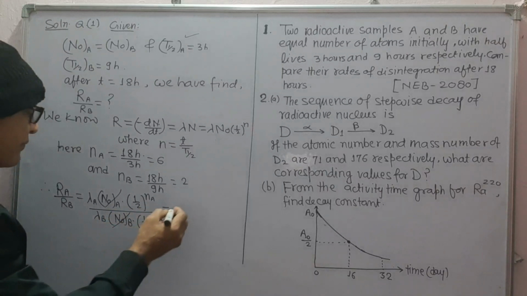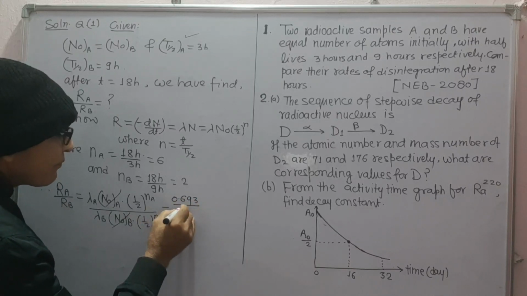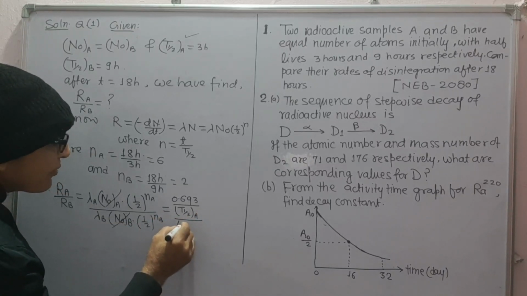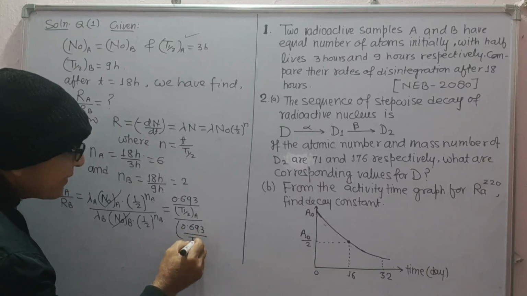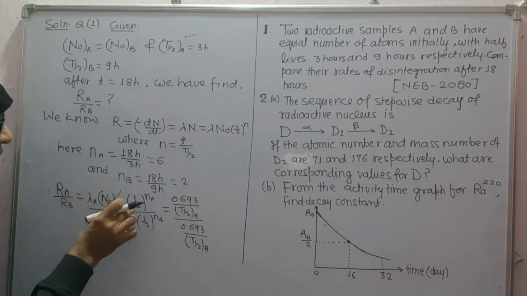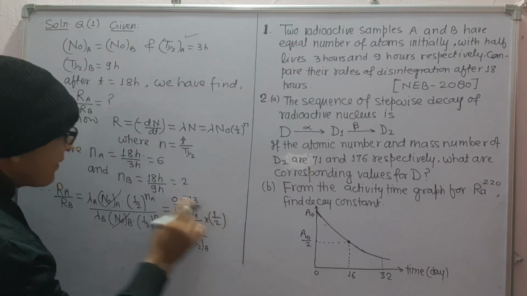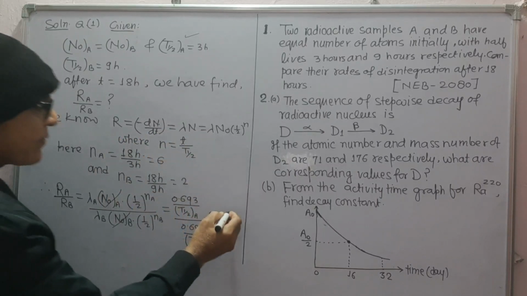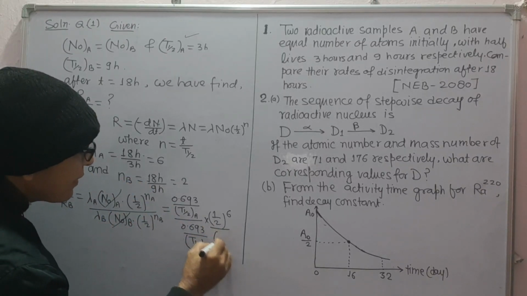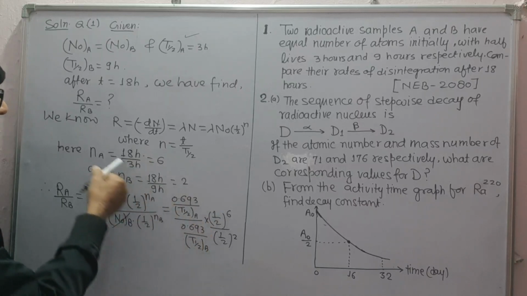Therefore, lambda can be replaced by 0.693 upon T half of A divided by 0.693 upon T half of B in place of lambda A and lambda B, into 1 by 2 to power n A is 6, and n B is 2. Here n A is 6 and n B is 2.